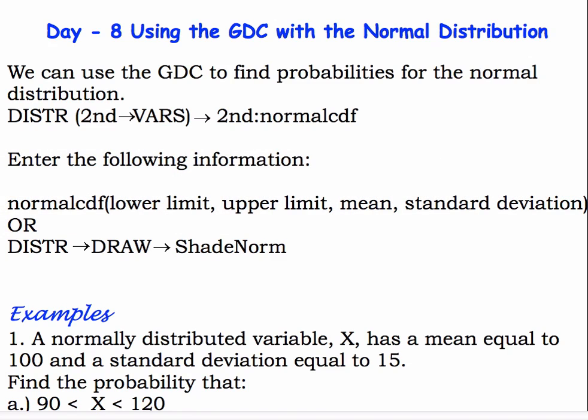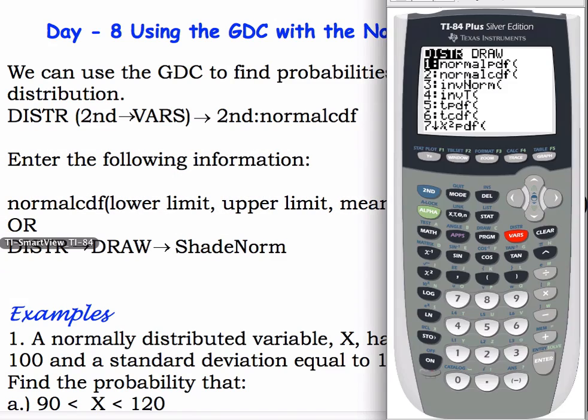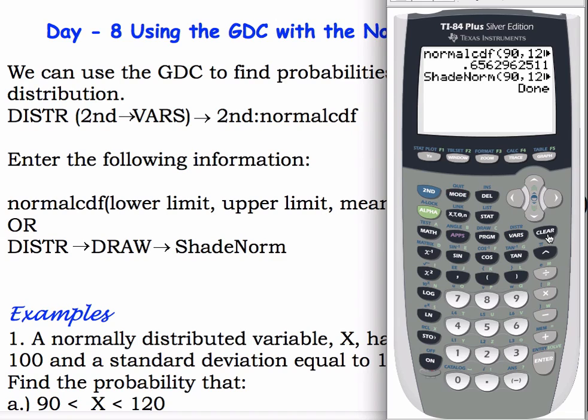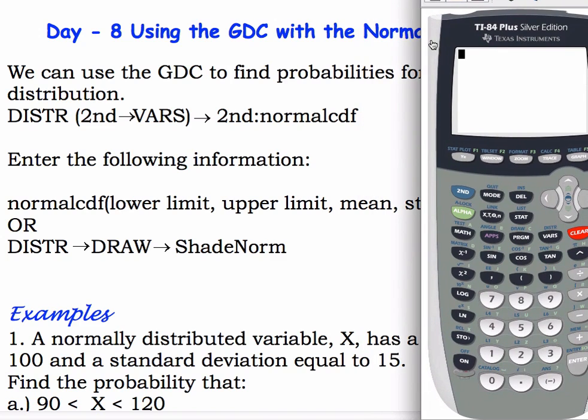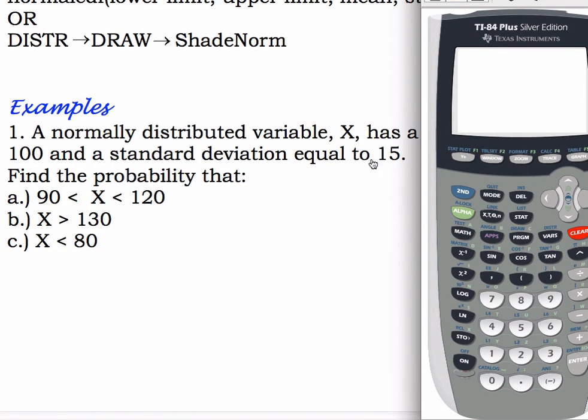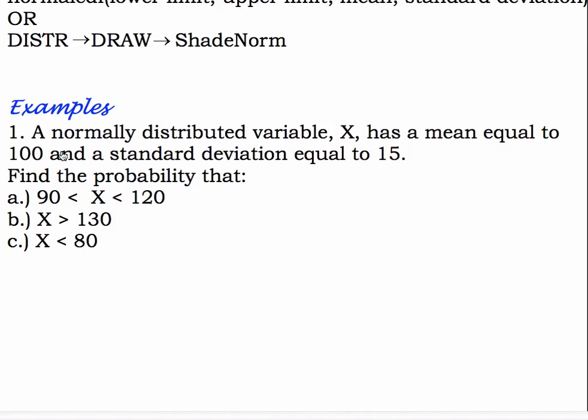Hello, this is Mr. Collier, and today we're looking at using our GDC to do some calculations with the normal distribution. Okay, so we're going to take a look at this first question here, which states a normally distributed variable x has a mean equal to 100 and a standard deviation equal to 15. Find these probabilities. For part A, I'm going to find the probability that x is between 90 and 120.